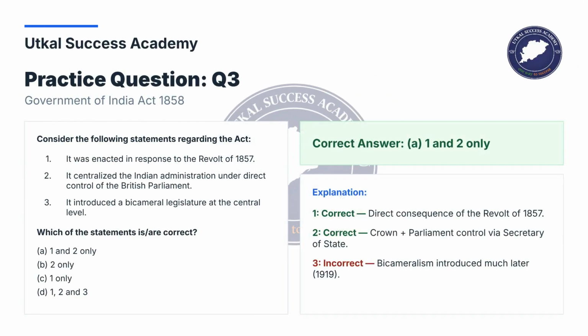Question 3. The Act was a direct response to the revolt of 1857 and centralized Indian administration under the British Parliament. Bicameralism was not introduced. Statements 1 and 2 are correct, leading to option A.